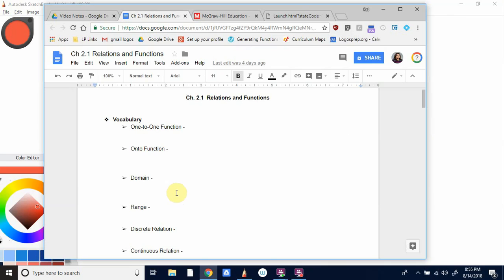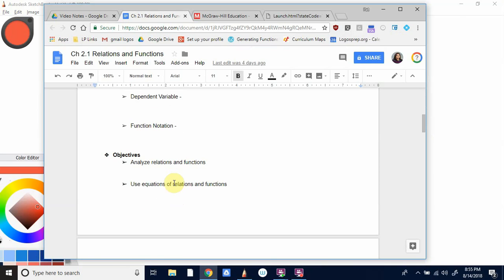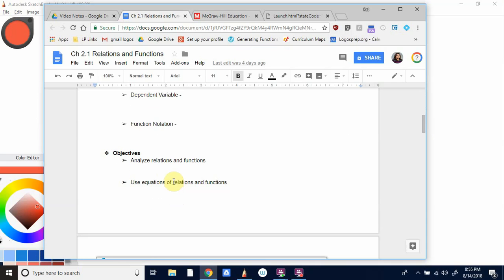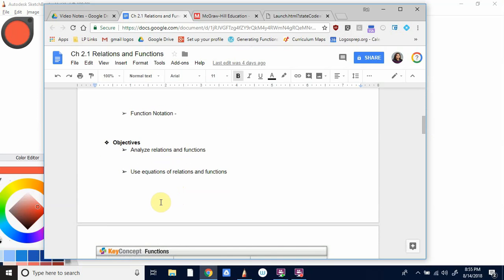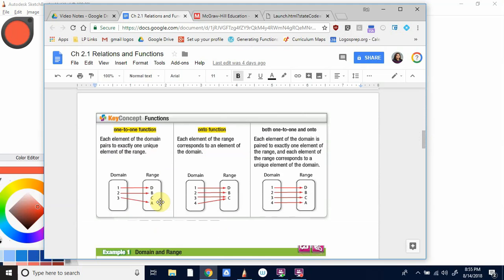Alright, so let's look at what our vocabulary is. We have a lot of vocabulary, so we're going to just do it in sections. And then basically our objectives in this section are to analyze relations and functions and then use equations of relations and functions. So let's go to our first two vocabulary words, one-to-one function and onto function.